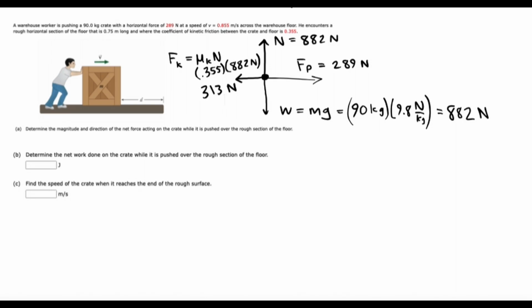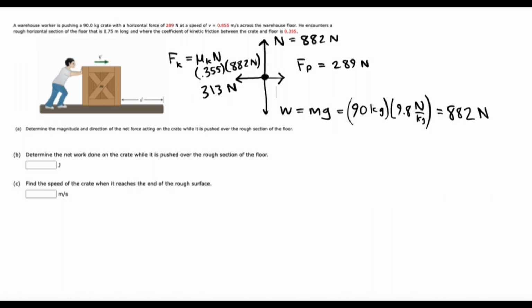So that tells me something. The friction here is exceeding the push. So I better modify my diagram. I need the push to be actually smaller than the friction. So is our object, do you think, going to be slowing down or speeding up?